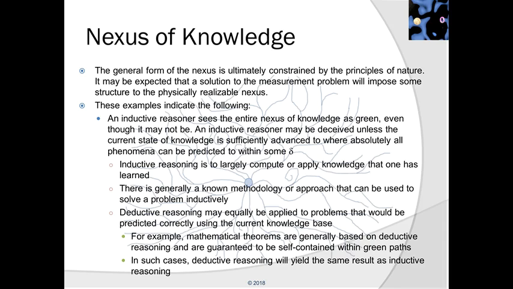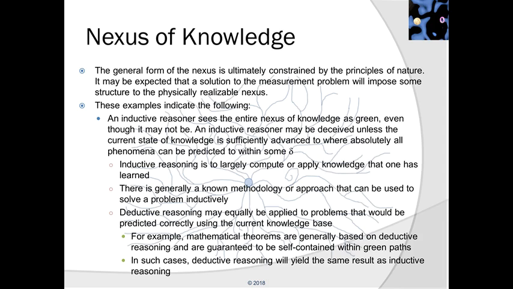These examples indicate the following. An inductive reasoner sees the entire nexus of knowledge as green, even though it may not be. An inductive reasoner may be deceived unless the current state of knowledge is sufficiently advanced to where absolutely all phenomena can be predicted to within some delta.